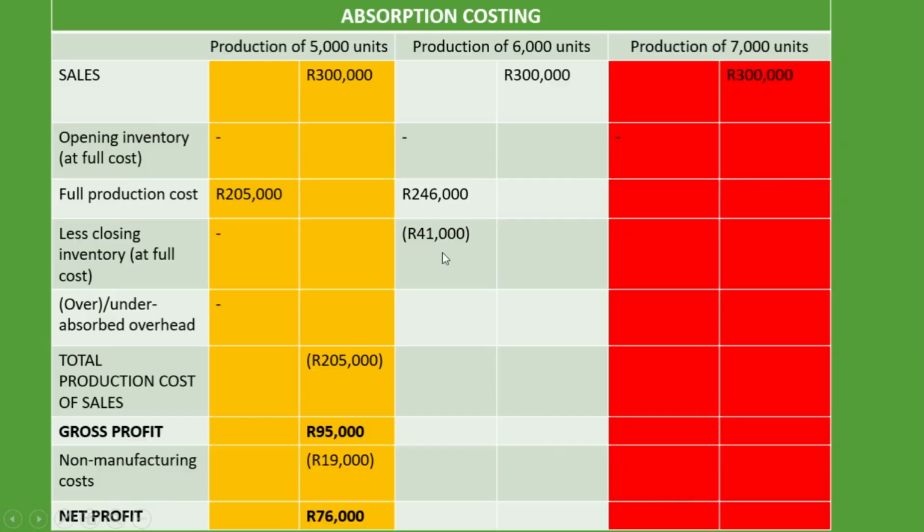Now remember, like I mentioned before, which should make sense by now, if the opening inventory figure is different from the closing inventory figure, then we will have over or under absorption of overhead. Or if what we produced is different from what we sold, then we will have over or under absorption of overheads. And here that is the case. We have opening inventory of 0 and we have closing inventory of 41,000 rand, and we produced 6,000 units and we only sold 5,000 units. So we have over or under absorption. Now the question is, did we over absorb or did we under absorb?